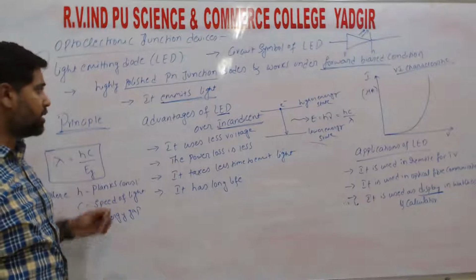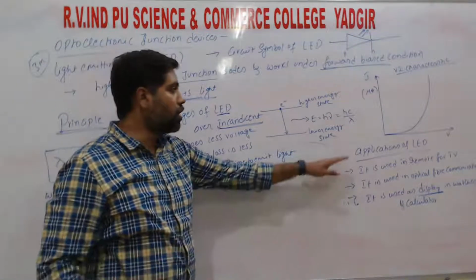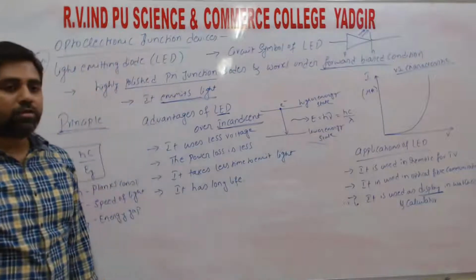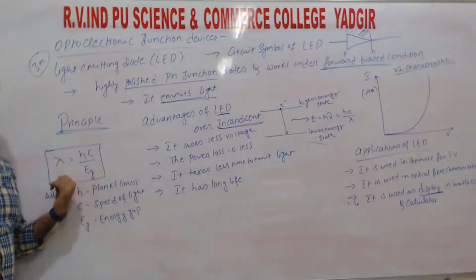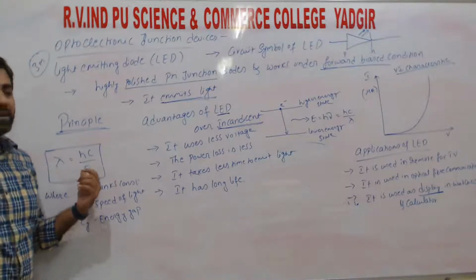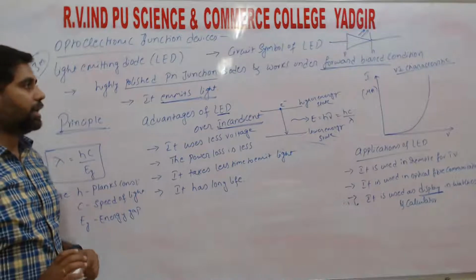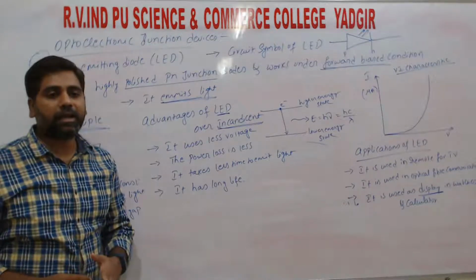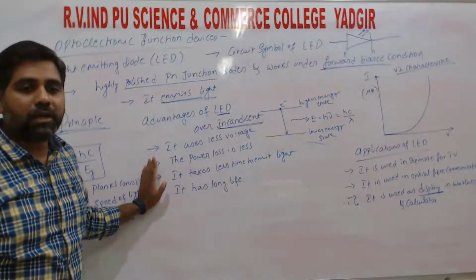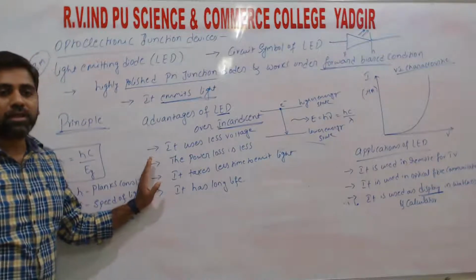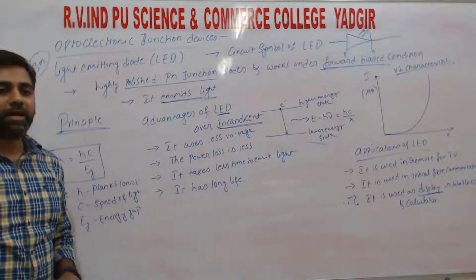Either they may ask for the principle, or they may ask for the applications, or they ask for the circuit symbol for 1 mark, right? Or if they ask for the lambda, that is the emitted wavelength in LEDs, right? So this is about the LED. What are LEDs? LEDs are highly polished PN junction diodes. It works under the forward biased condition and it emits light, right?